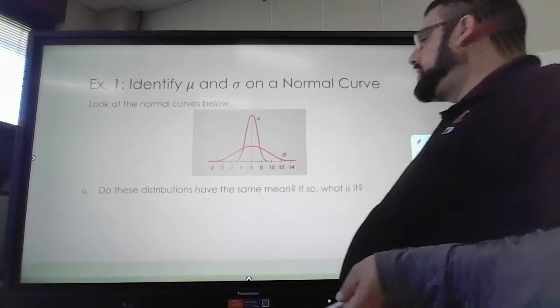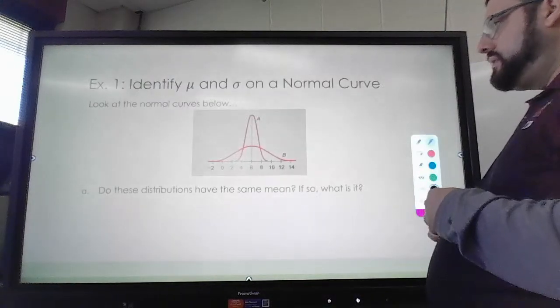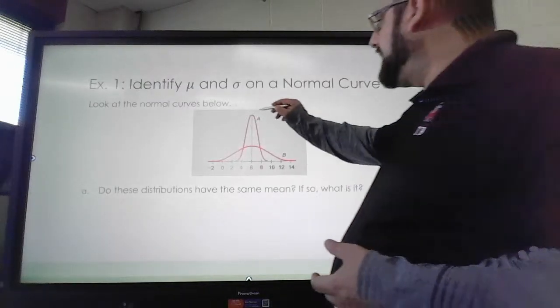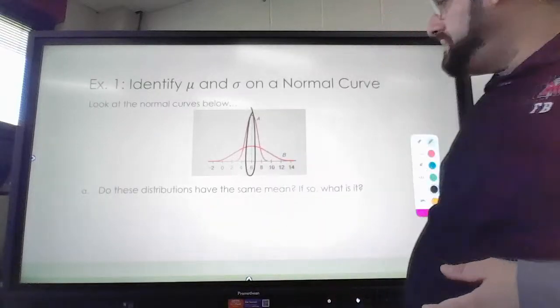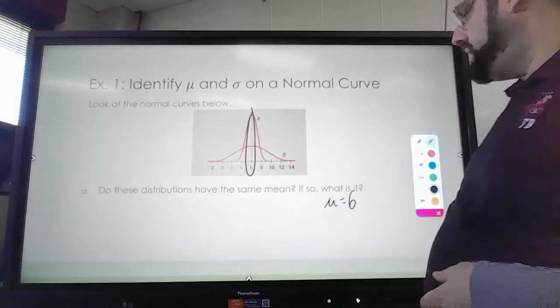So look at curves A and B. Do these distributions have the same mean? Well, they do. Where are they symmetric at? They are symmetric at this point. So for both of these, the average is 6.